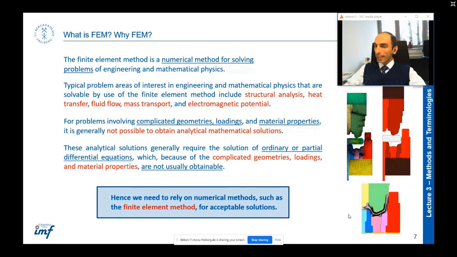If you want to have a rough estimation and a rough answer, of course, you can use the analytical method. But for the accurate answer, the only way we have at this moment is the finite element method. So we need to rely on numerical methods such as the finite element method for acceptable solutions. Acceptable here means with acceptable accuracy.